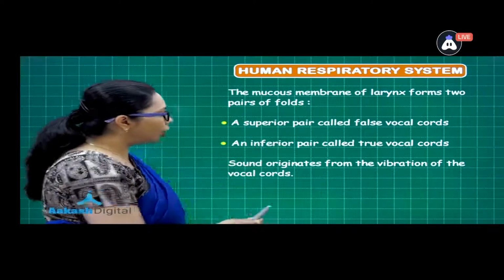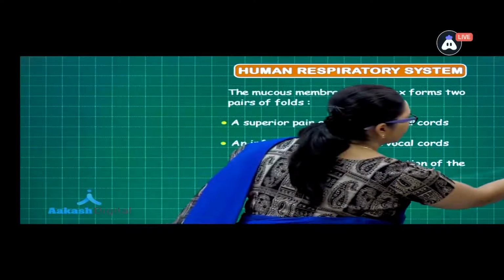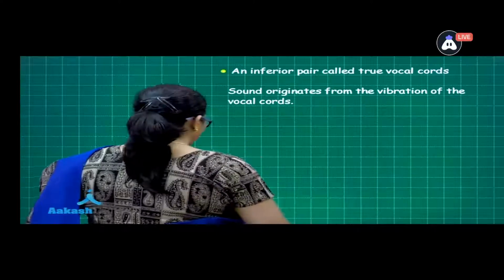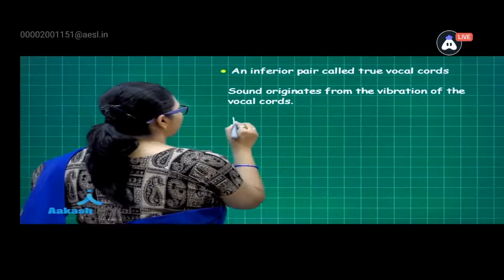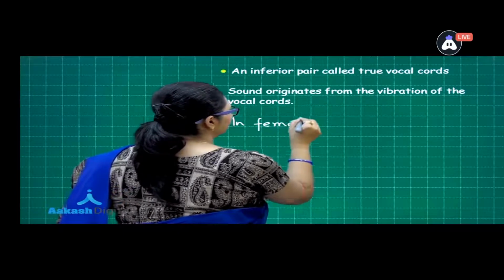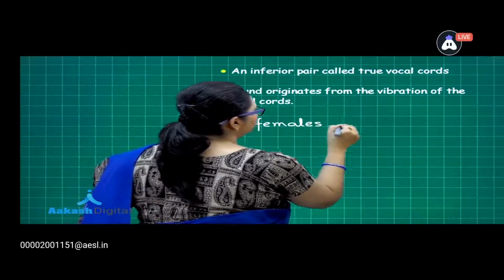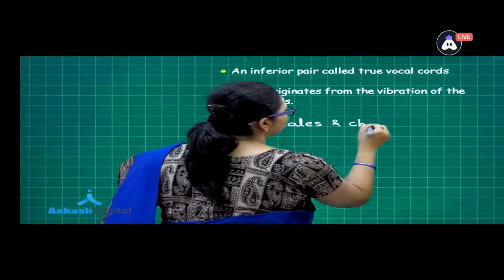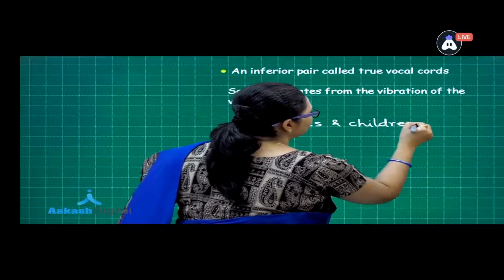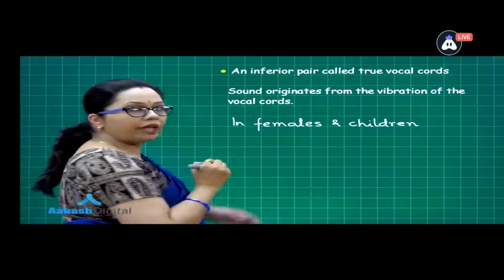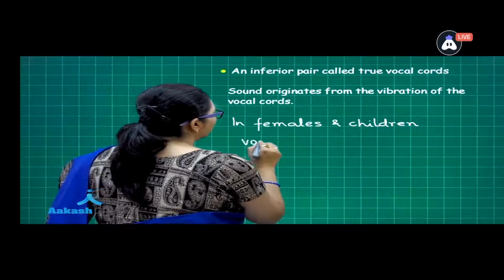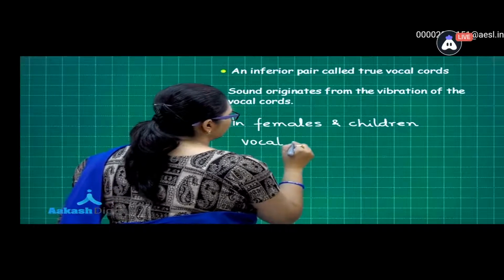Now these vocal cords, in case of females and children, and when I use the term children, that means before puberty, whether boys or girls, both of them, in them these vocal cords, that is true vocal cords, are thin and short.